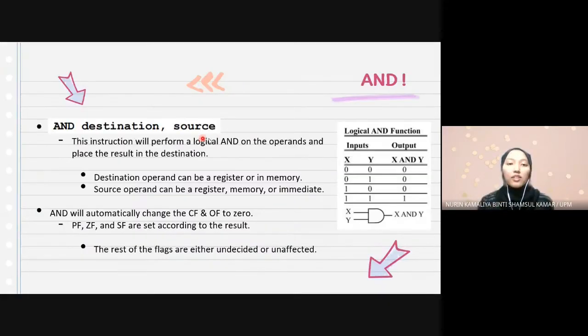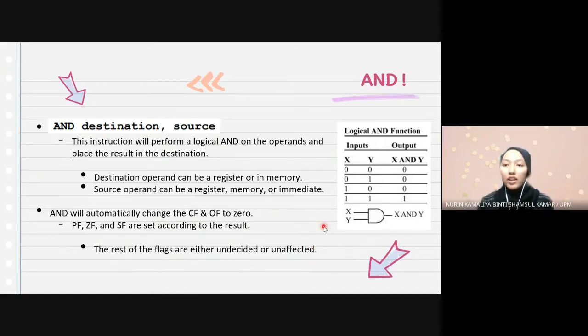For AND, this is the form of the AND instruction. This instruction will perform a logical AND on the operands and place the result in the destination. The destination operand can be a register or memory. The source operand can be a register, memory, or immediate. AND will automatically change the CF and OF to 0. PF, ZF, and SF are set according to the result. The rest of the flags are either undefined or unaffected.